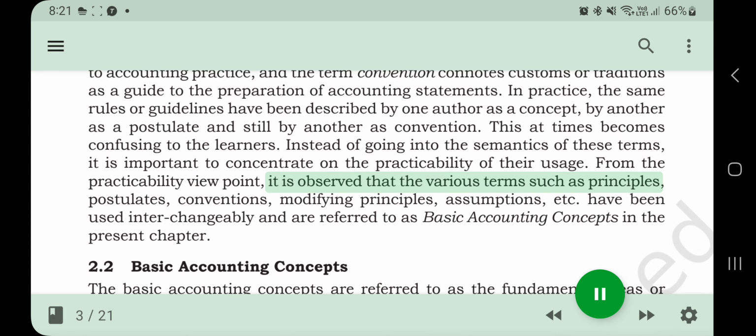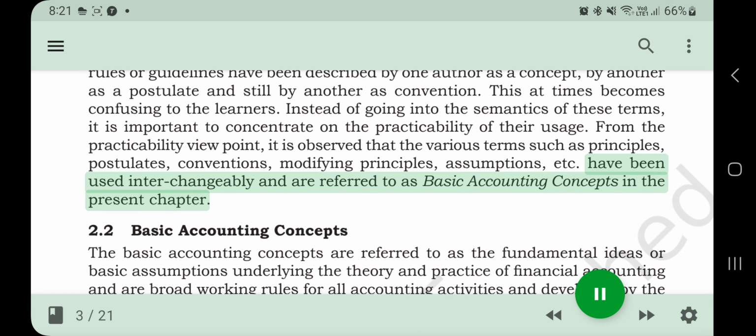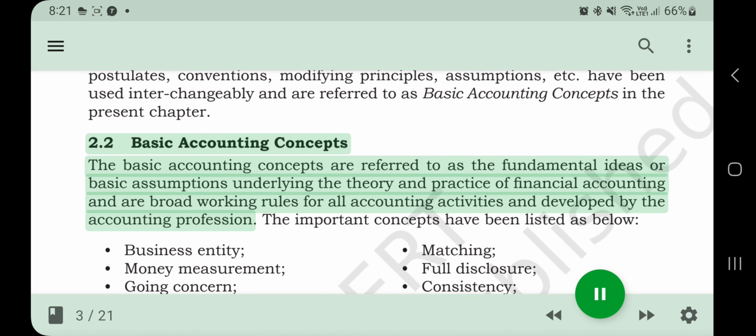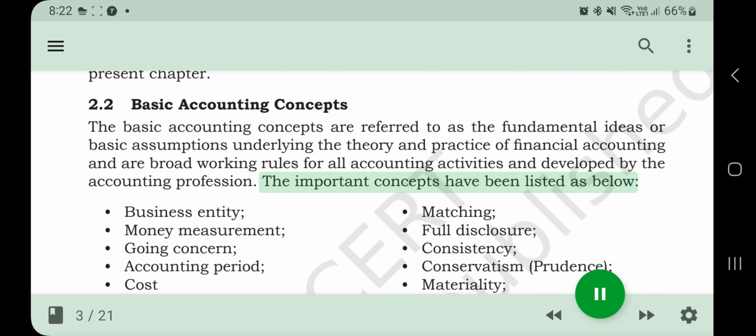From the practicability viewpoint, it is observed that the various terms such as principles, postulates, conventions, modifying principles, assumptions, etc. have been used interchangeably and are referred to as basic accounting concepts in the present chapter. 2.2 Basic Accounting Concepts. The basic accounting concepts are referred to as the fundamental ideas or basic assumptions underlying the theory and practice of financial accounting and are broad working rules for all accounting activities and developed by the accounting profession.